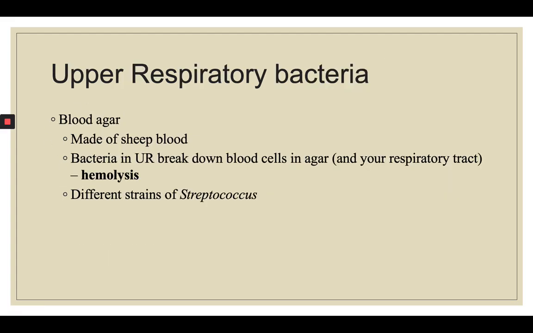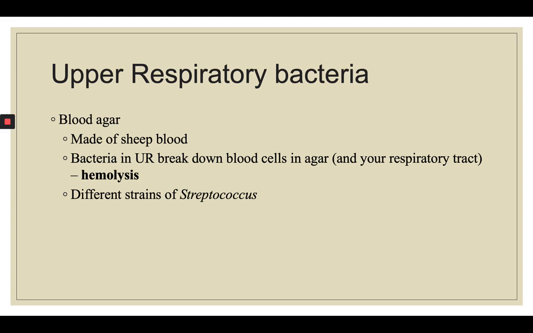So the way we look at upper respiratory bacteria is we use blood agar plates. Instead of mannitol salt agar plates, we're using blood agar. Blood agar plates are made of sheep's blood because the bacteria in your upper respiratory system break down the blood cells found in the agar. That's what we're going to grow them on today, because they also break it down in your respiratory tract.